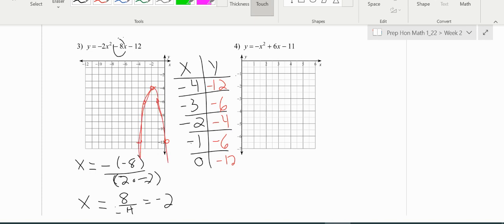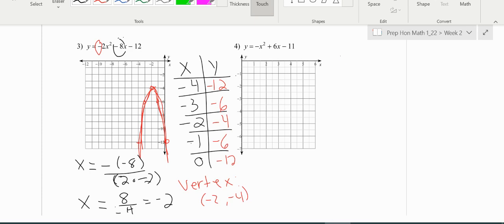All right, so this one we have a vertex at -2, -4, and you can see it opens downwards, right? It's actually not a coincidence. You can see our leading coefficient is negative, so that's going to affect the direction our graph opens. So it's going to open down, and you can see it's a little bit skinnier than what we've been seeing because that's a 2 that's in front.